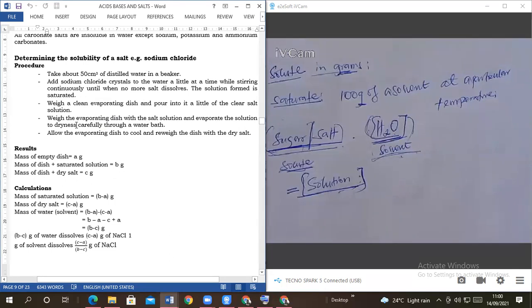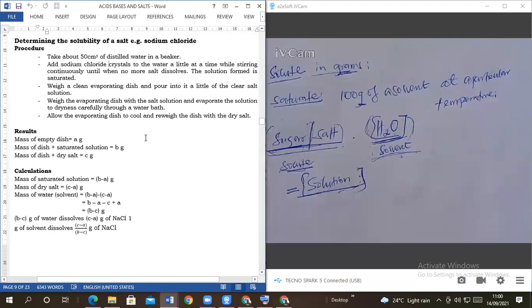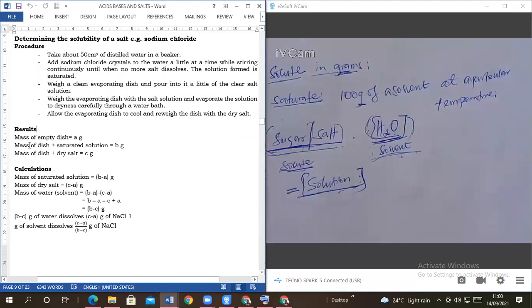We evaporate to dryness. We want the exact grams of the solute used. Our solute is the chloride, sodium chloride. So here they are telling us the results: the mass of the empty dish, if the mass of the dish is A, now the dish plus the saturated solution before you heat, it was B. Now this B is both the mass of the dish and the solution, because after pouring, you weighed the mass of the dish and the saturated solution.